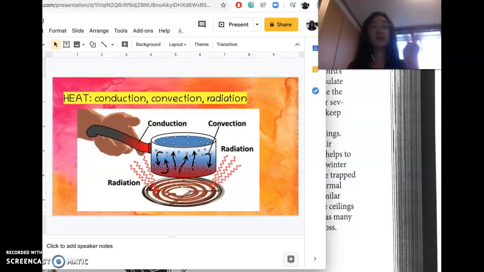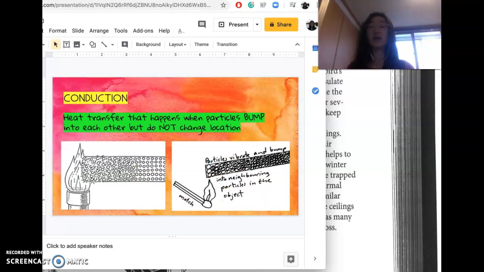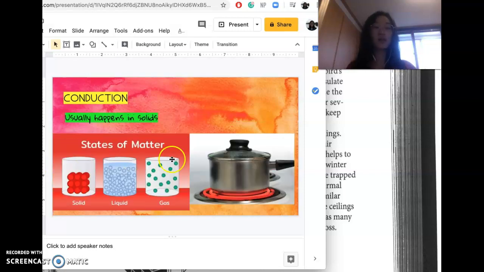The reading also talked about the 3 types of ways that heat moves: conduction, convection, radiation. Today we talked about conduction, which is heat transfer that happens when the particles in a solid, usually, bump into each other, but they don't change location. They stay in the same place, they just vibrate back and forth. So for example, we have the pot, right? And the fire that heats up the pot. And conduction usually happens in solids. So the 3 states of matter, we talked about solids, liquid, gas. Conduction usually happens in solids.